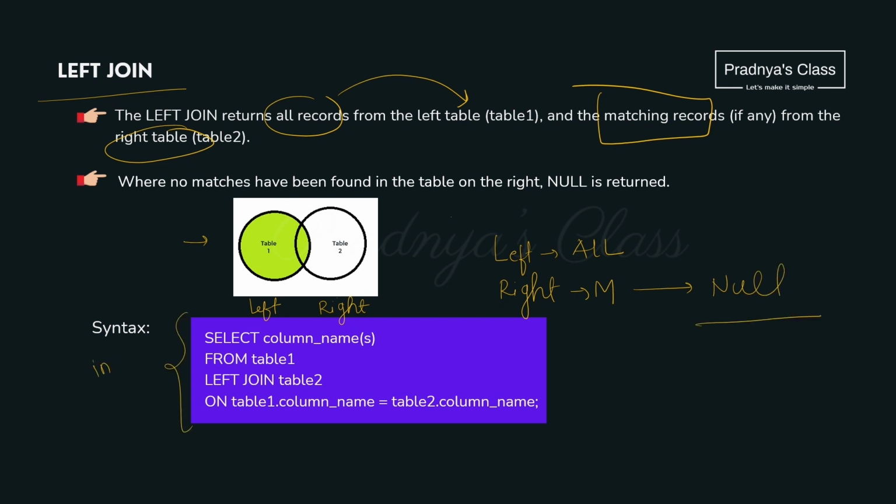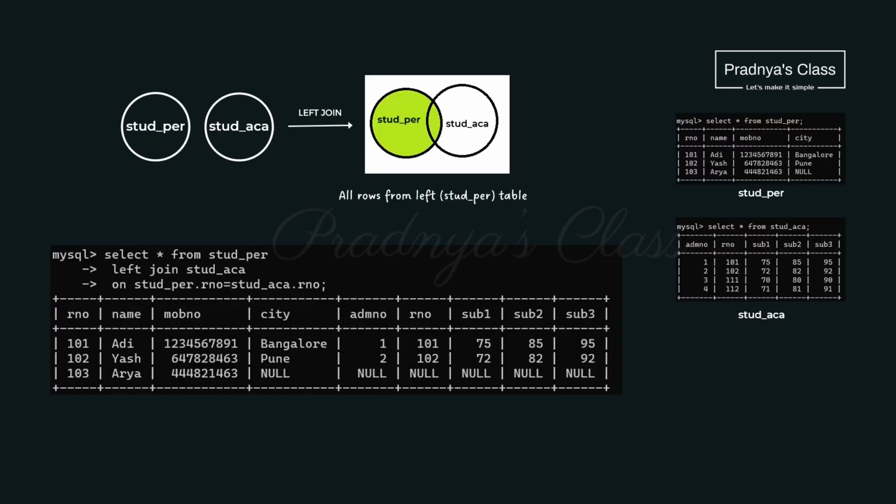The syntax is similar as inner join. The difference is here we will be mentioning left join. It will be clear from this example. This is left table, then here is the right table. When we apply left join, we will be getting all the records from the left table and only the matching records from the right table. Look at the query. Query is written in the same way. If you want, you can give table alias to make it simple.